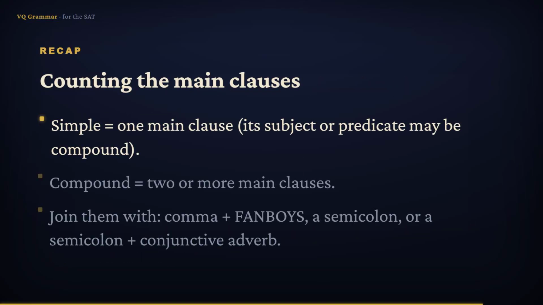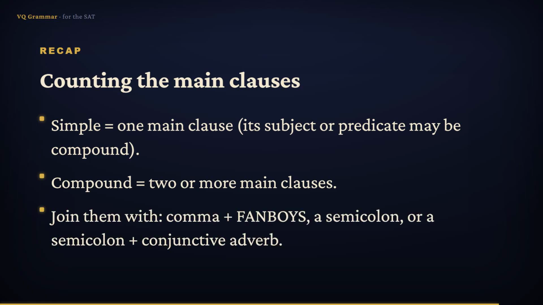A simple sentence has one main clause, even if its subject or predicate is compound. A compound sentence has two or more main clauses. You can join those clauses three ways: a comma plus a coordinating conjunction, a semicolon alone, or a semicolon plus a conjunctive adverb. And remember the comma test. One clause needs no comma, but two clauses joined by a conjunction do.